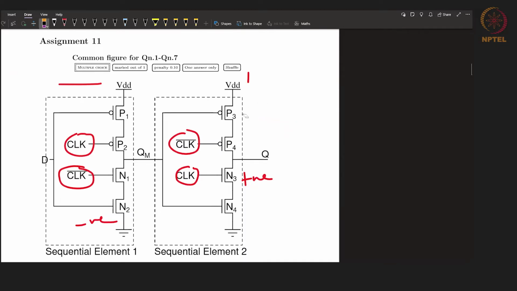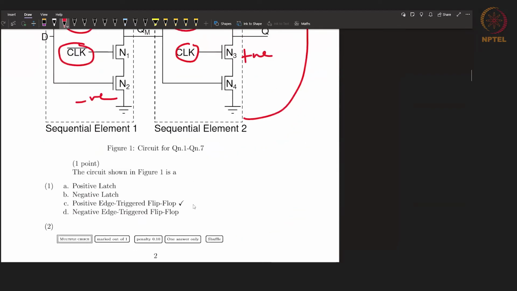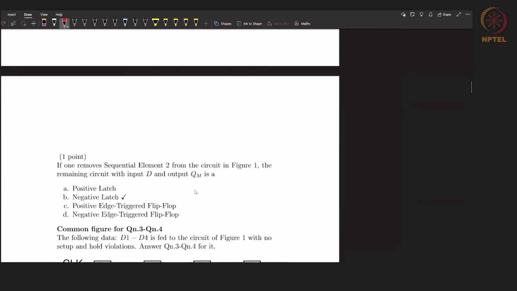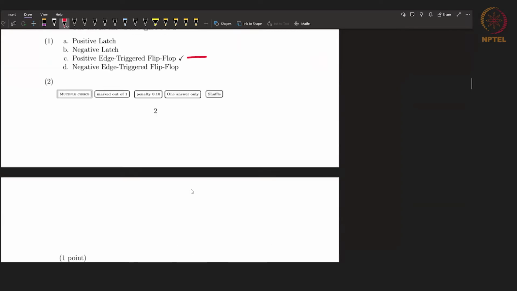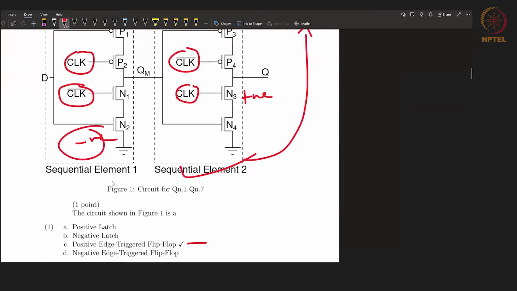Once again, if you look at the clock signals, when the clock is 1, the second latch is transparent. When the clock is 0, L2 is opaque and L1 is transparent. So only this common area exists, which is the positive edge. Therefore it's a positive edge triggered flip-flop. If one removes sequential element 2 from figure 1, the remaining circuit will be a negative latch, because you remove the positive latch, you remain with a negative latch.